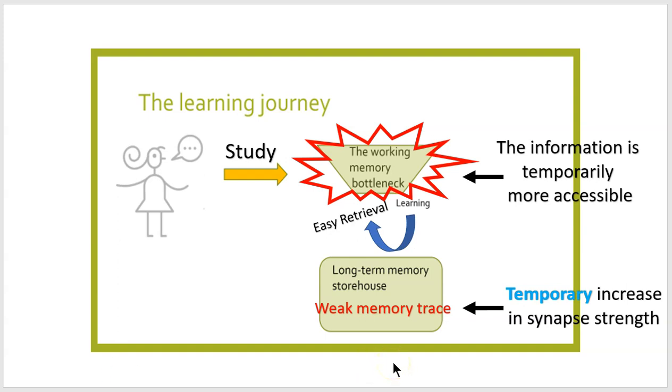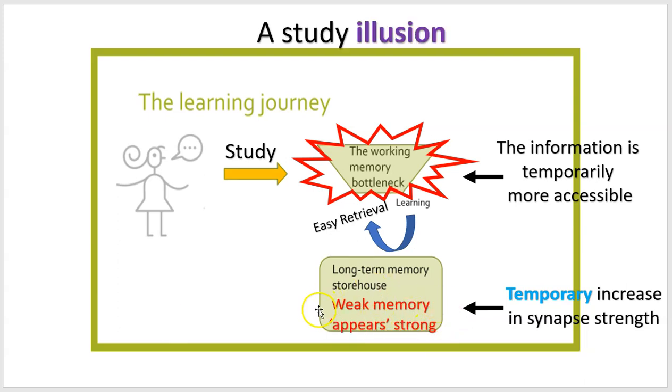And the way we might explain this is that the memory traces in the cortex, while in absolute terms weak, enjoy a temporary increase in synapse strength. So these weak memory traces appear strong to us. If we've just been processing the information, we enjoy easy retrieval. Scientists think that's because even a weak memory trace can appear strong due to a temporary increase in synapse strength. But this is a temporary increase.